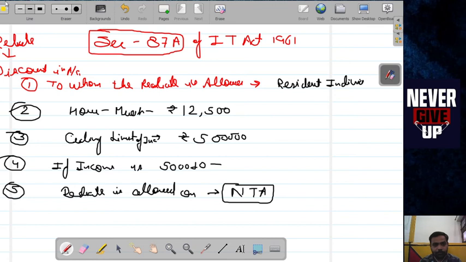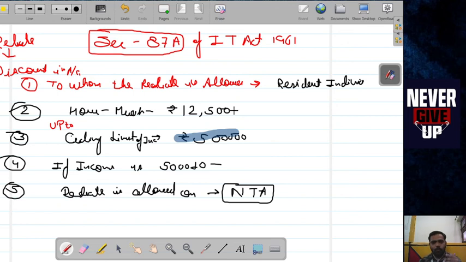Let's read it again. If any assessee has income up to 5 lakh, and he is a resident and individual, then the rebate of 12,500 is allowed to that person. I hope it is clear to you all now.